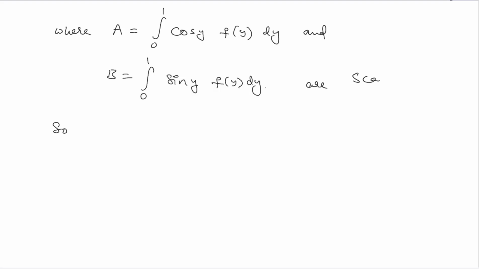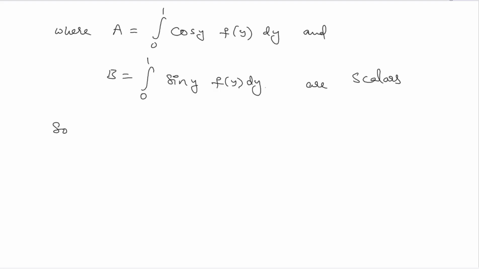These are scalars with finite values, since f is continuous on the closed interval [0, 1]. So cos y times f(y) is continuous, and since it is on the compact interval [0, 1], it is bounded, and hence the total integration is bounded. Similarly, the value of b is also finite, so I am assuming those two values are a and b.